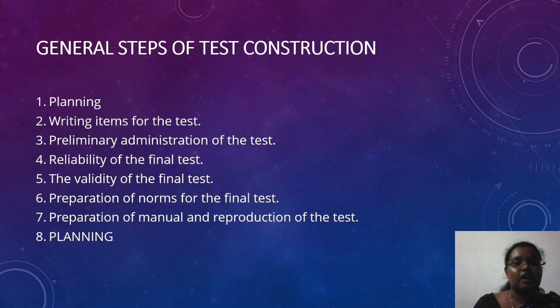General steps of test construction. First one is planning, second is writing items for the test, third one is preliminary administration of the test, fourth one is reliability of the final test, fifth one is validity of the final test, sixth one is preparation of norms for the final test, seventh one is preparation of manual and reproduction of the test, eighth one is planning.